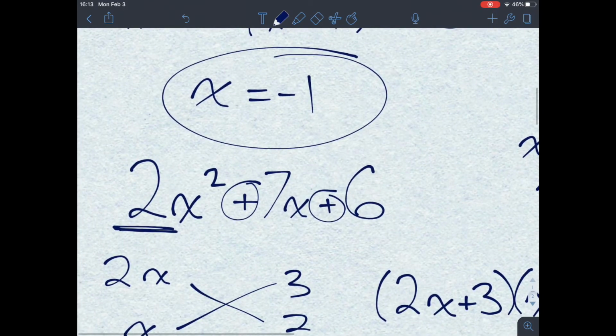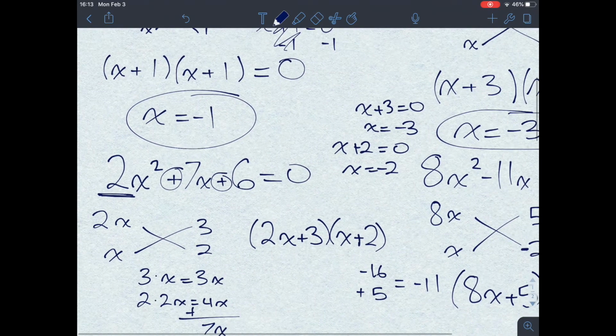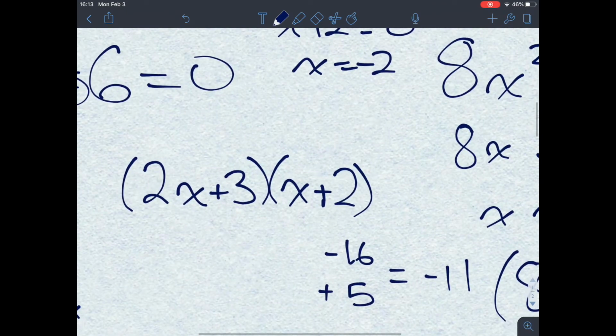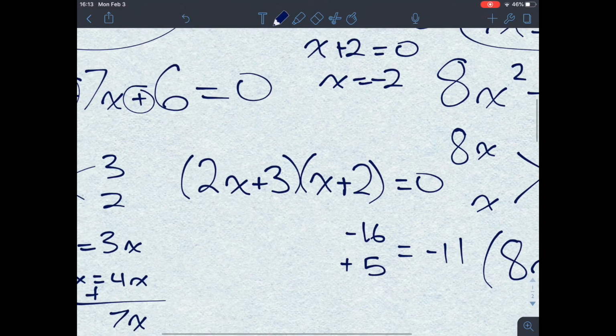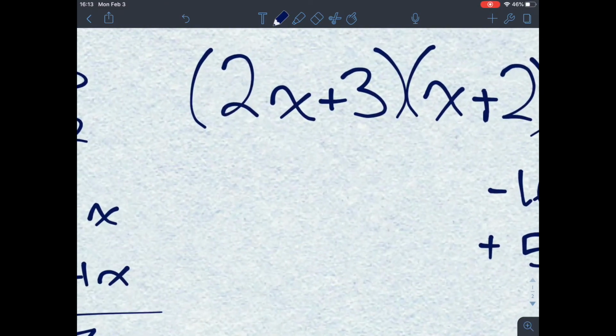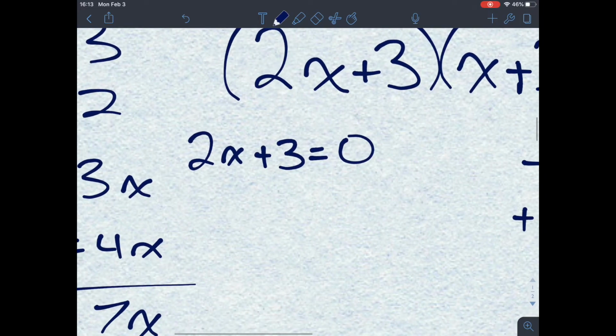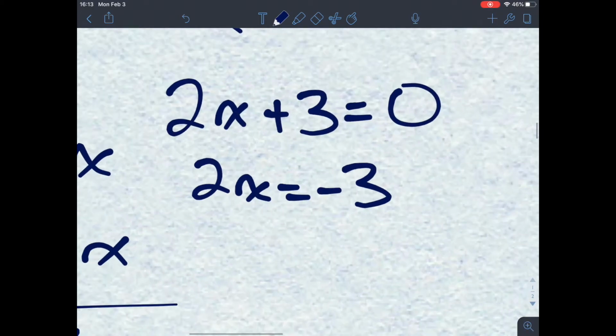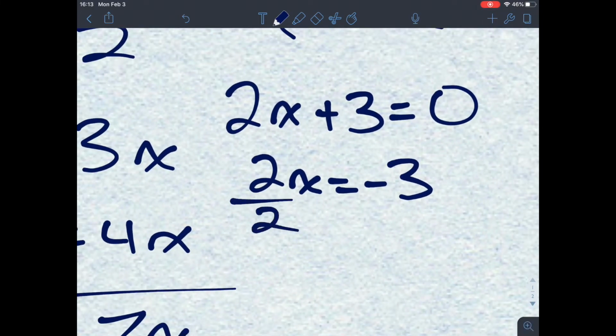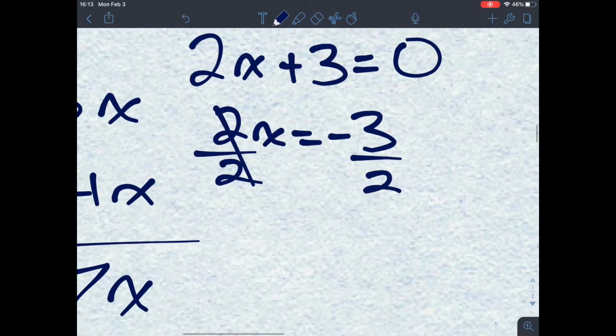For this one, this is a little more confusing, but in the end we got this when we factored it, right? 2x plus 3 times x plus 2 equals 0. So if we wrote it out, 2x plus 3 equals 0. It's a bit harder to do this one because you see there's a 2 there. But what you would just do, you'd make it 2x is equal to negative 3 because you subtract 3 from both sides. And to get rid of 2, we would just divide. So x would be equal to negative 3 over 2.